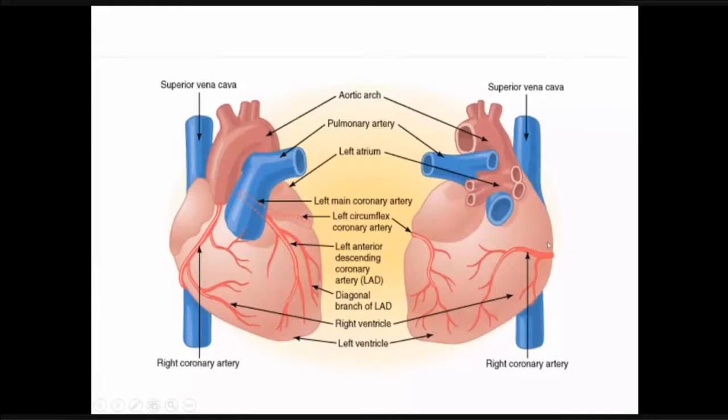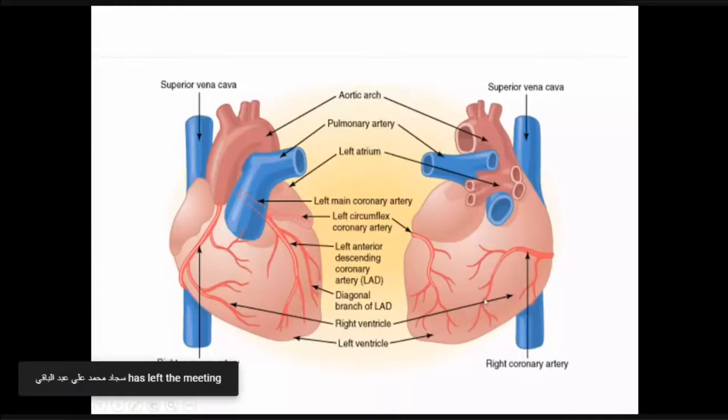This is from the back of the heart. You can see here this is the right coronary artery, and this is the left circumflex artery coming from the left side. Is it clear, guys? Can you hear me, guys? Okay. Yes doctor, there is sound.